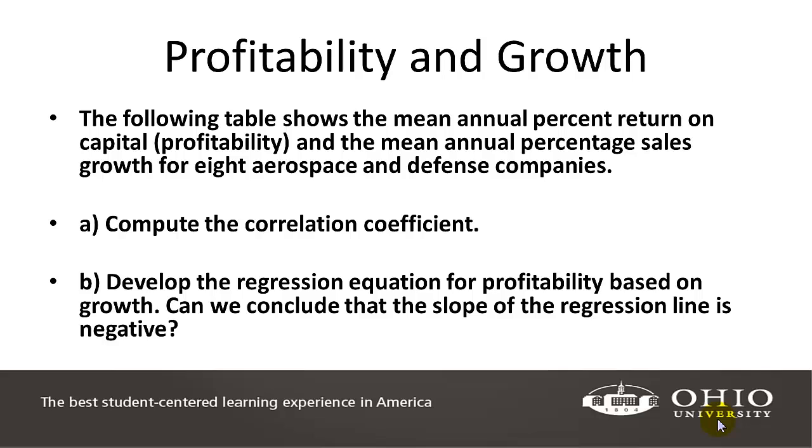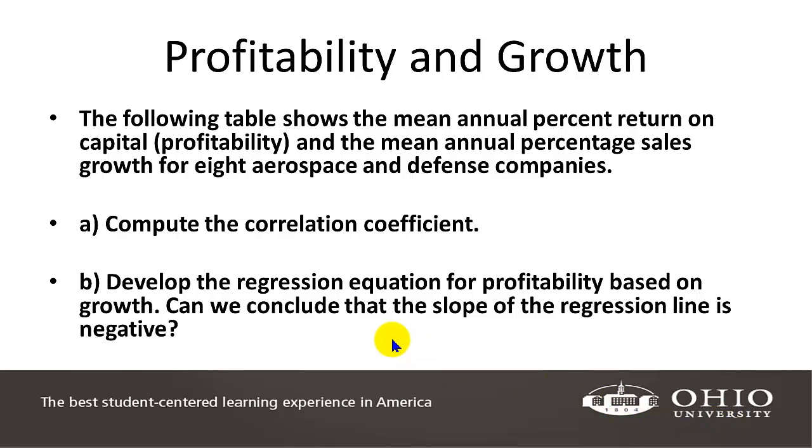So here's the problem. The following table, which is on the next slide, shows the mean annual percentage return on capital, which is profitability, and the mean annual percentage sales growth for 8 aerospace and defense companies. Compute the correlations between the attributes and develop a regression equation for profitability based on growth. Can we conclude that the slope of the regression line is negative?